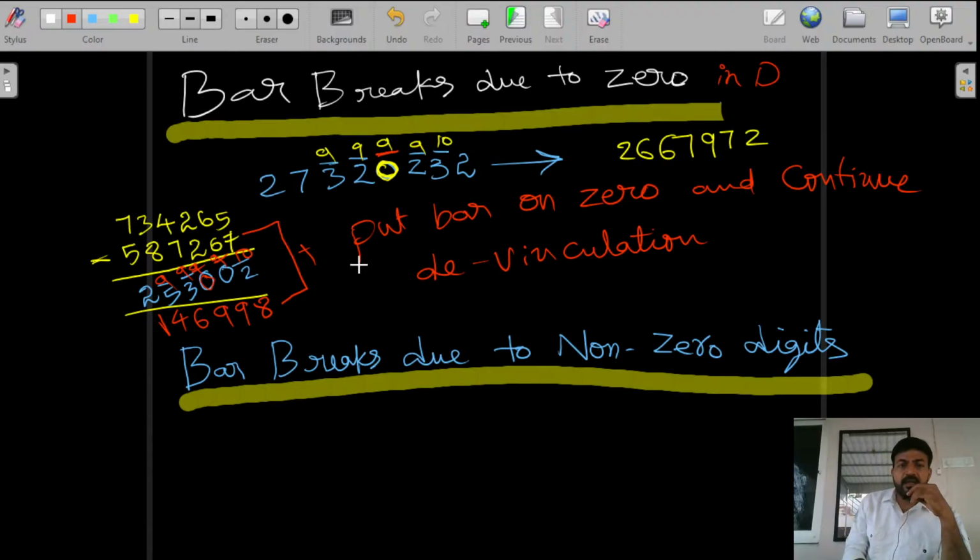This is the method. If you find bar breaks due to zeros, and we have two zeros here, a long break, not just one zero, you can put a bar on the zeros and continue this devinculation process. In case you find a bar break due to a non-zero, there is an example. Let's take an example here.